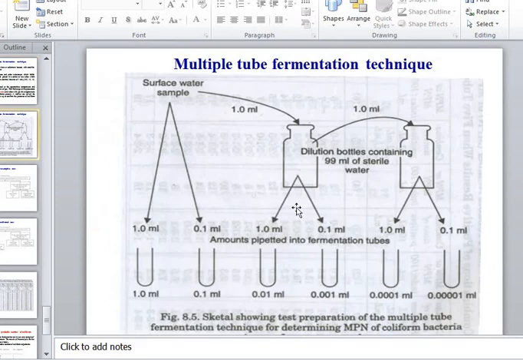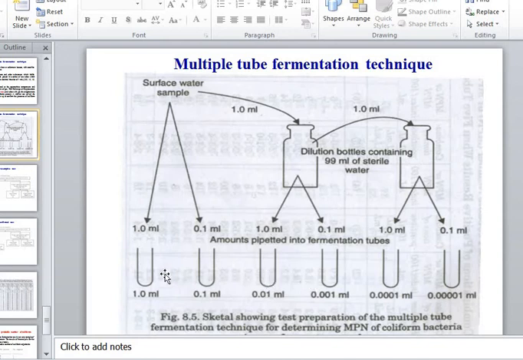If you remember, we have talked about this dilution. Although in this figure 6 tubes are shown, normally this test is conducted with 5 tubes in a set. You can see here in this tube only 1 ml, here it is 0.1 ml, here 0.01 ml, 0.001, 0.0001. This way you have to prepare the test tubes.